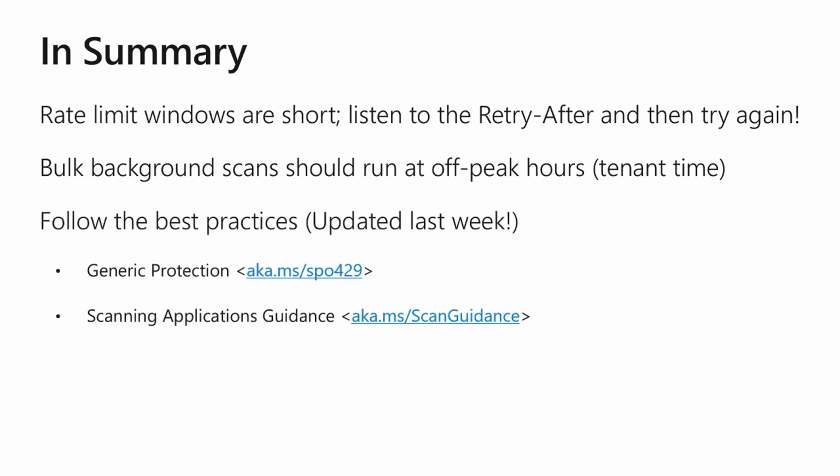Best practices. aka.ms/SBO429 is the generic guidance. It's giving you an example for the retry after header. It's showing you how to mark your application with the proper user agent and app title so that we can help reach out to you if we see something wrong. And then scanning application guidance. This is brand new. Actually, both of these have been updated in the last week. So even if you think you've seen the first one, do go back and look. aka.ms/scanguidance. These are both really useful tools.